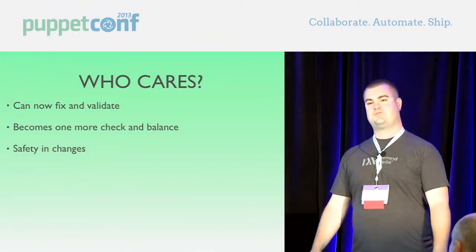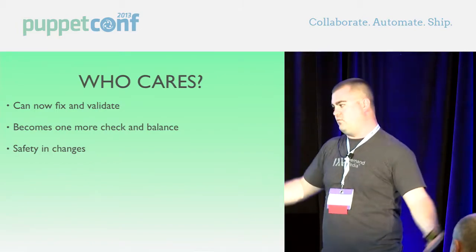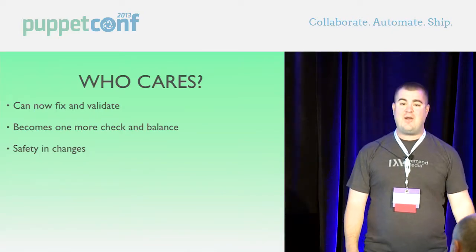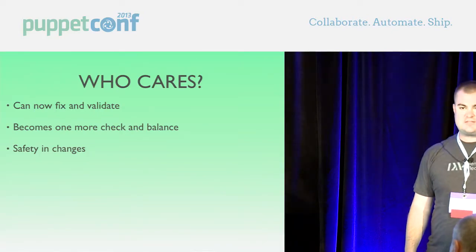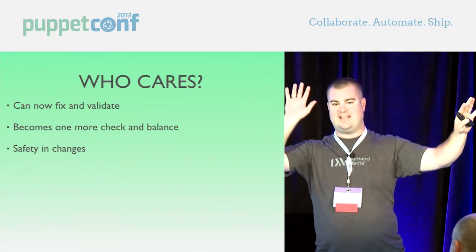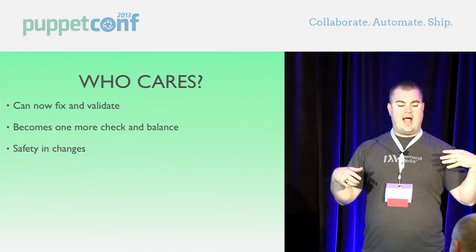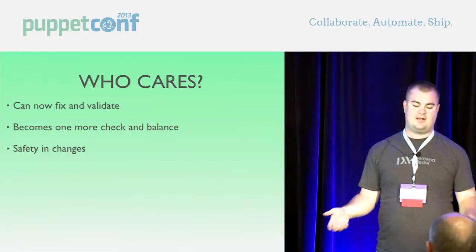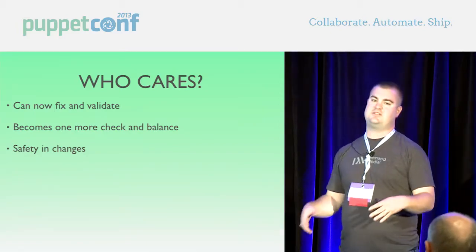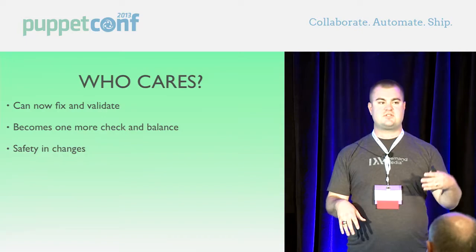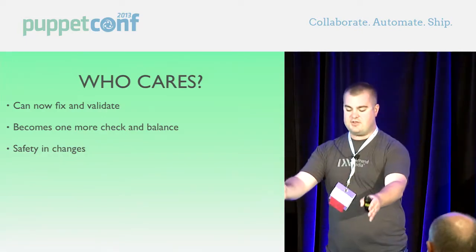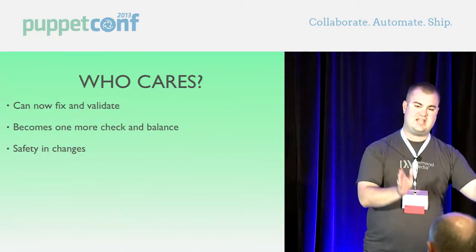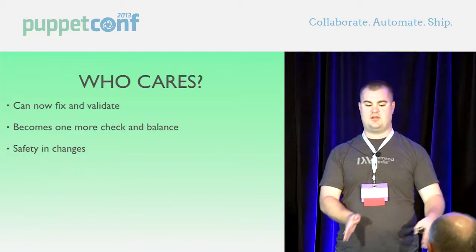So who cares? Really? Why? The answer is, I can now fix and validate that. I now have something that shows me I'm expecting this and I'm going to get this out. It becomes one more check and balance. If anybody's gone through the audit process, where some external organization comes in and audits you, this becomes one additional thing. It says, I'm using Puppet code to make sure this is this way across the board, and we are using these tests to make sure that it doesn't get changed in a way that we don't expect.